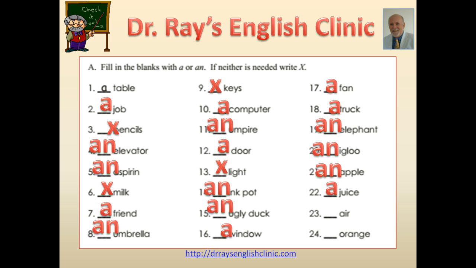Juice. We might be talking about a juice. If we're talking about juice in general, it would have nothing. Air. Now we can't count air. So we have to leave it blank. Just air. We talk about the air. Orange. Well, we know this one, don't we? Orange starts with a vowel sound, so it's an orange.